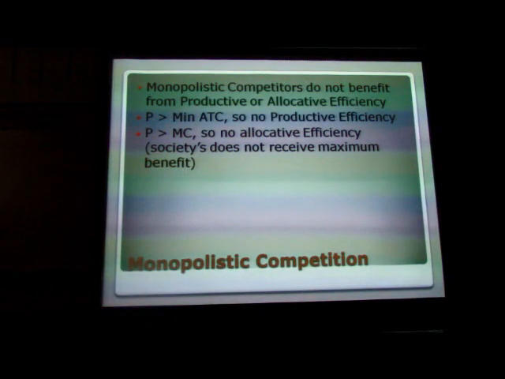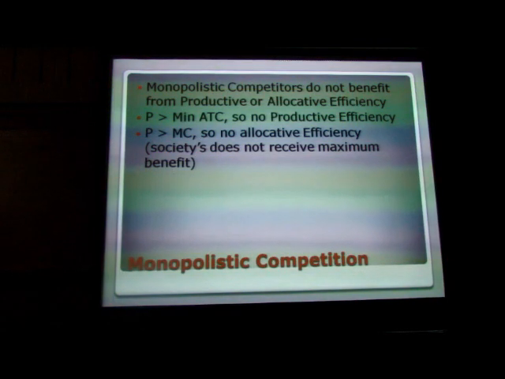Only a few more slides here. First slide: monopolistic competitors do not benefit from productive or allocative efficiency. We should know this from monopoly. The only type of firm that experiences allocative and productive efficiency are perfectly competitive firms. In monopolistic competition, price is greater than minimum ATC, therefore there's no productive efficiency. Price is also greater than marginal cost, so there's no allocative efficiency. If you look at your graphs, you would see that, and that's just the way it is, period.